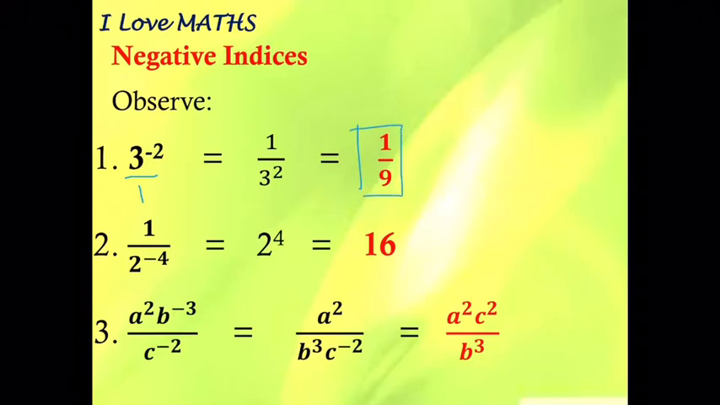For number 2, 1 over 2 raised to negative 4. The 2 raised to negative 4 is part of the denominator. So reciprocate. So it will become 2 and make the index positive, raised to 4 over 1. And 2 raised to 4 is 16.